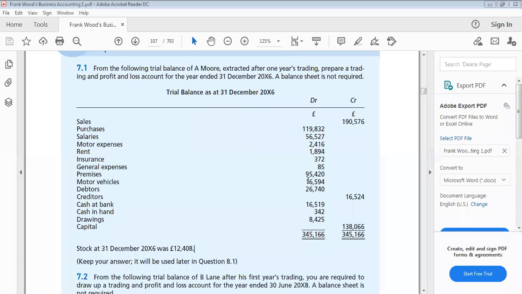All right, let's go. Now, this is a trial balance for AMOR. It was prepared at the end of the year, December 31, 2006, right? And you're asked now to prepare what? A trading and profit and loss account for the year ended December 31, 2006. Now, I'm not going to use the name trading and profit and loss account. I'm going to use what we call income statement, all right?